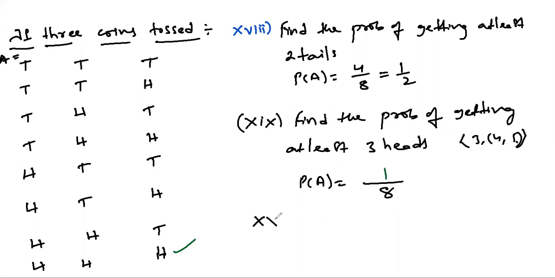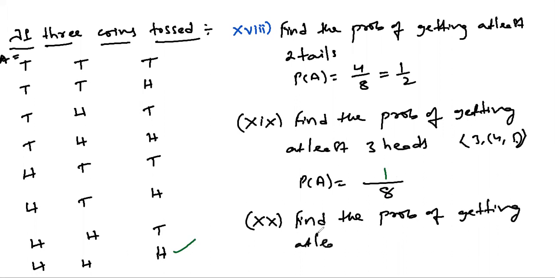Next, find the probability of getting at least 3 tails. So at least 3 tails means only one condition is there. P of A is equal to 1 by 8.